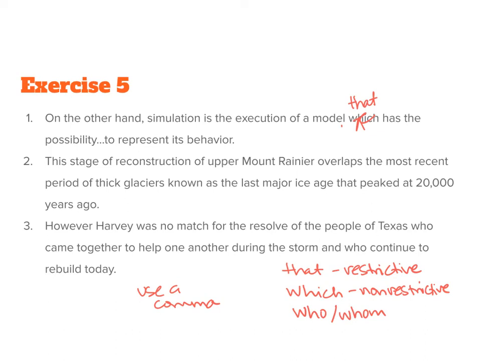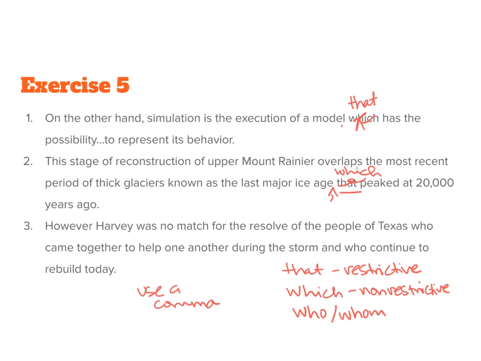So the second part: "This stage of reconstruction of Upper Mount Rainier overlaps the most recent period of thick glaciers known as the last major ice age that peaked at 20,000 years ago." The main meaning of this sentence is talking about the reconstruction that overlaps with the most recent period of thick glaciers. So the information at the end that starts with "that" is actually extra. If you took it out, you would still get the main gist of the sentence. And so instead, we would add a comma, and we replace "that" with "which."